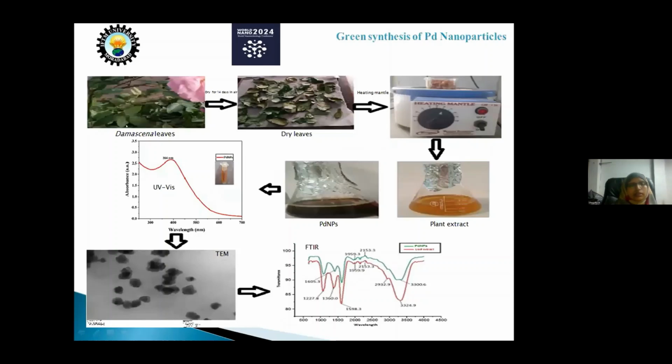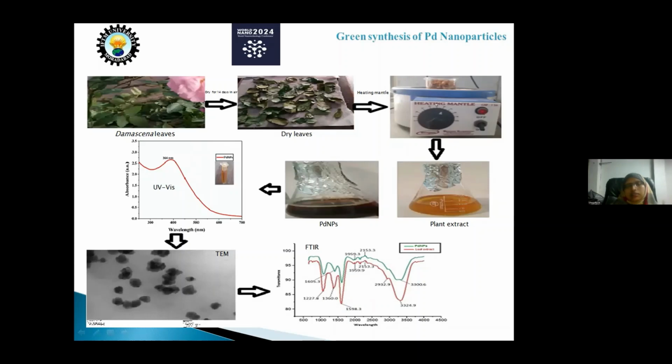Next, these are the Rosa damascena leaves. We picked fresh damascena leaves from the plants, cut them into fine pieces, and dried them in air for 14 days. After 14 to 15 days, the leaf color changes from green to yellowish, and after 20 days the leaves change completely to brown.